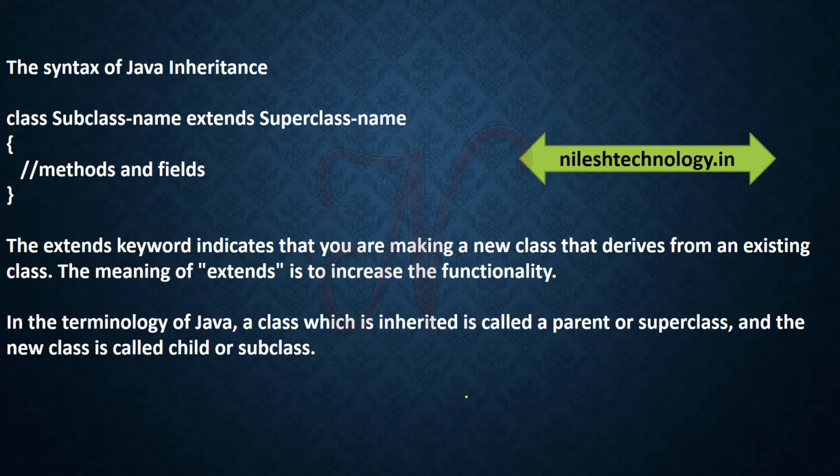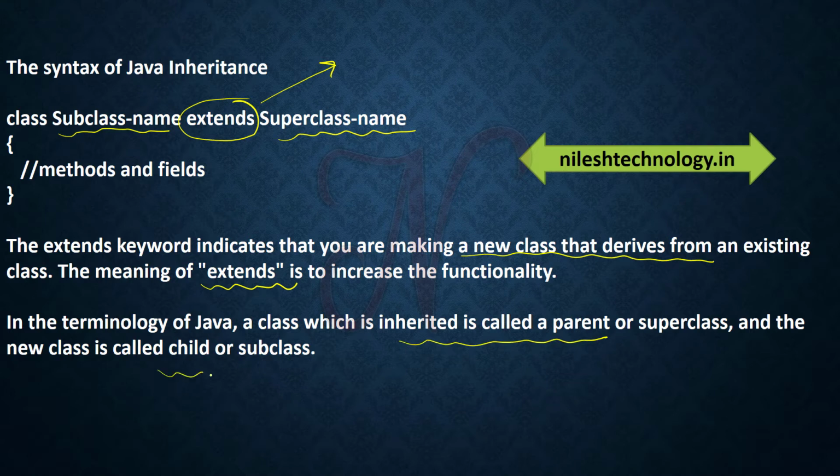Next, the syntax of Java inheritance. You define the subclass name, use the extends keyword, and then the superclass name. By using this keyword, inheritance can be achieved. The extends keyword indicates you are making a new class that derives from an existing class. Extend means to increase the functionality. In the terminology of Java, a class which is inherited is called a parent class and the new class is called the child class or subclass.